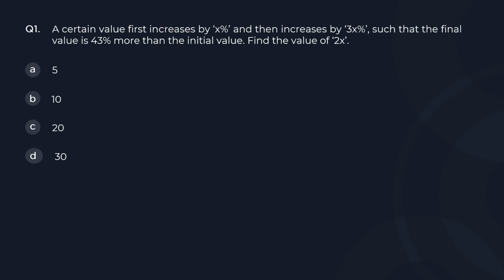So basically the question says a certain value first increased by X% and then increased by 3X%, such that the final value is 43% more than the initial value. So if I take the initial value as, let's say, 100, then I'm increasing this by X%, which means it is becoming 1 plus X by 100. And then I'm increasing it by 3X, so it is becoming 1 plus 3X by 100, right? And therefore, the final value is supposed to be 143, right?